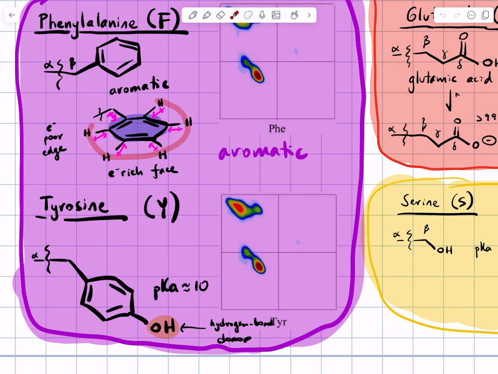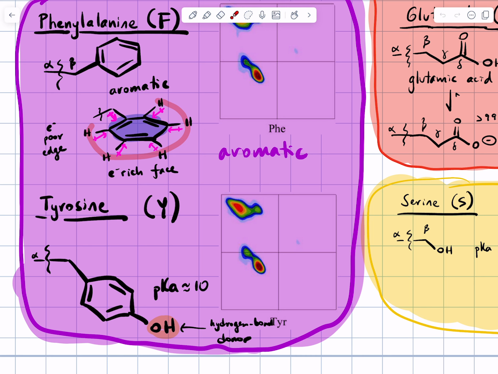10 electrons, that's aromatic. Like tyrosine, the tryptophan indole has an NH bond instead of an OH bond in tyrosine. That can be a hydrogen bond donor. And like tyrosine and phenylalanine, the face of the tryptophan ring is electron rich, the edge is electron poor. And I'll have more to say about that in a little bit.